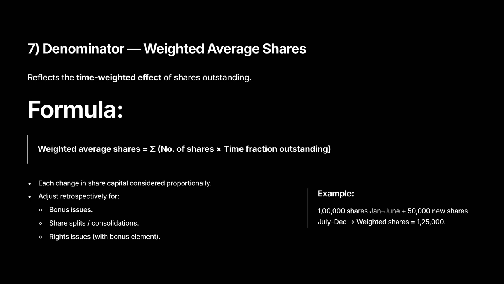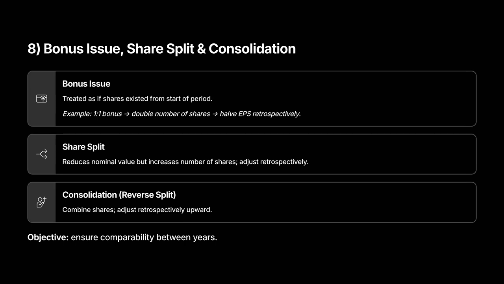8. Bonus issue, share split, and consolidation. Bonus issues are treated as if the new shares existed from the start of the period. For example, a 1-for-1 bonus doubles the number of shares, and therefore the EPS is halved retrospectively. A share split reduces the nominal value of shares but increases their number, while a consolidation combines them into fewer shares. In both cases, we adjust EPS retrospectively to ensure consistency.